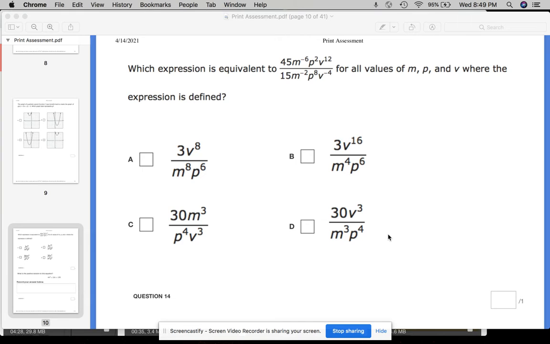A, 3v^8 over m^8 p^6. B, 3v^16 over m^4 p^6. C, 30m^3 over p^4 v^3. D, 30v^3 over m^3 p^4.